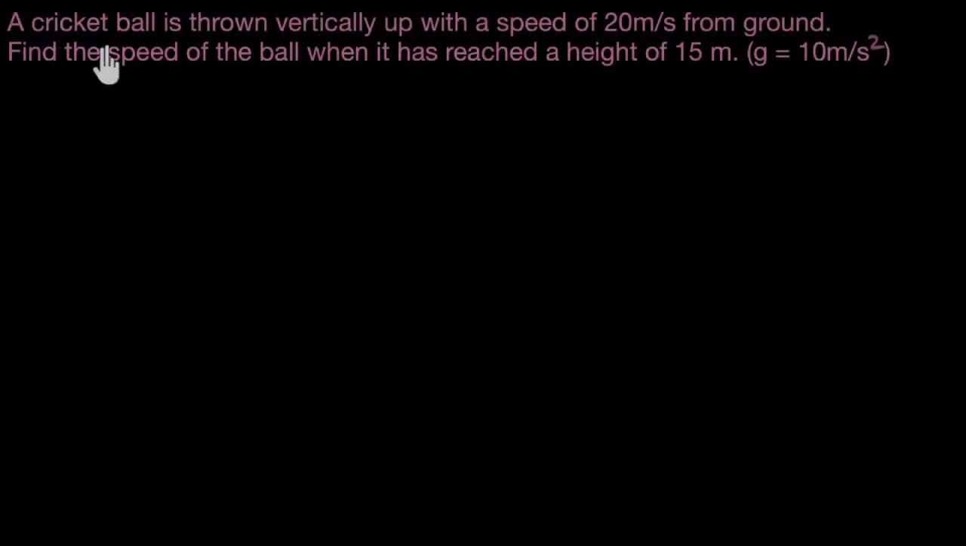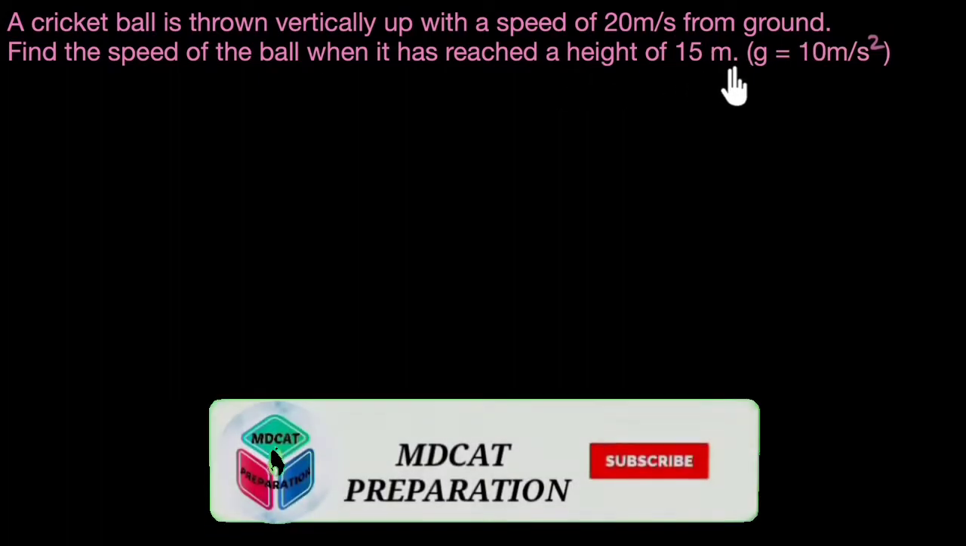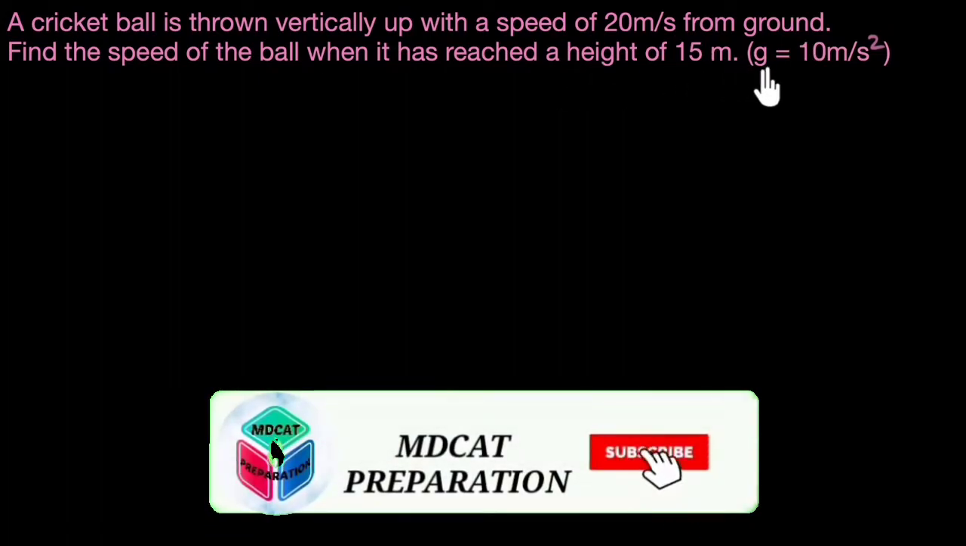Let's use energy conservation to solve a couple of problems. Here's the first one. A cricket ball is thrown vertically up with a speed of 20 meters per second from ground. Find the speed of the ball when it has reached a height of 15 meters. Given g is 10 meters per second squared.